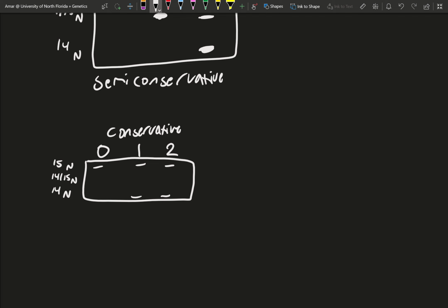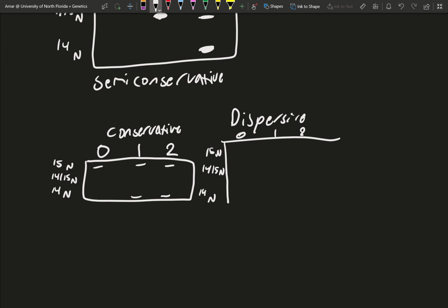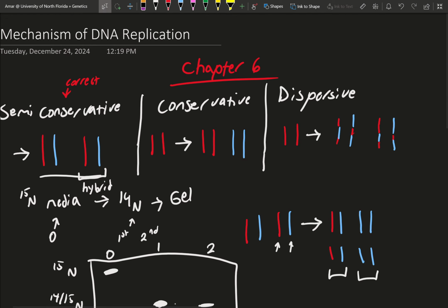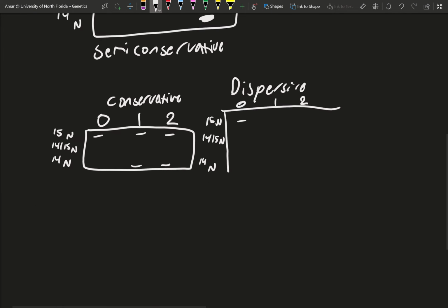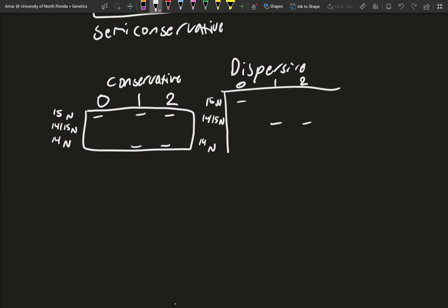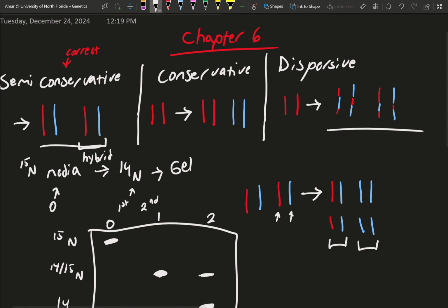And then the dispersive, pretty simple. Because at the dispersive stage you're basically making a hybrid all along, you're going to have two hybrids at both generation 1 and generation 2. And then that's it.